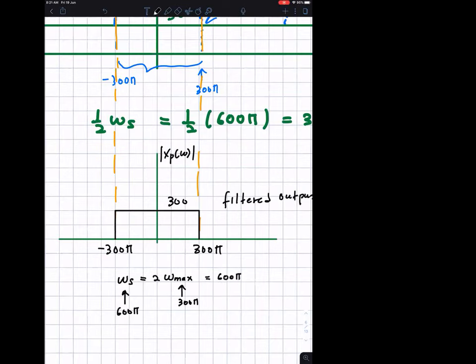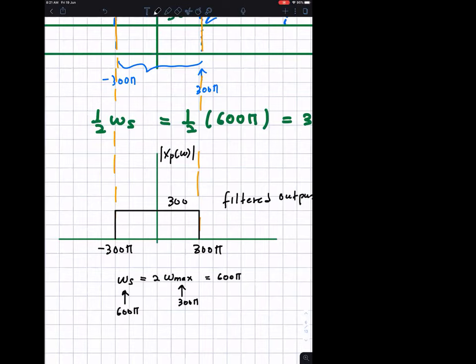You are able to recover the sampled output with full bandwidth. So that is a minimum criteria. This is an ideal filter.